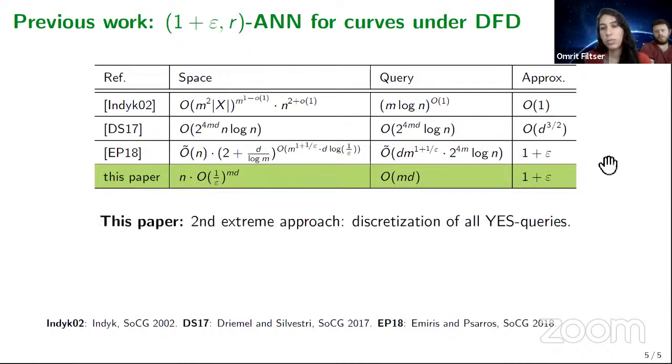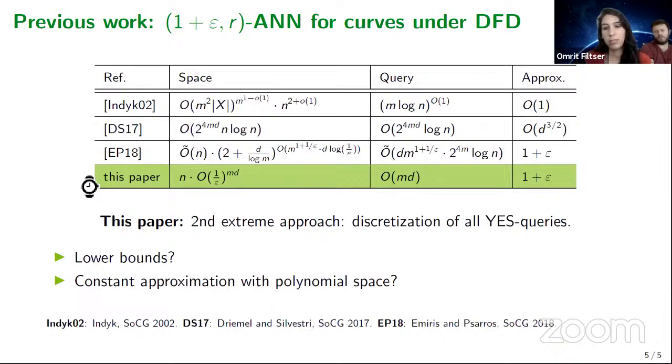So what we did is we show that if you do the second extreme approach, which is a discretization of all the queries, you actually get better bounds both in the query and the space. In the query, we do get linear query time. And in the space, we also managed to improve the space bound over the previous results. We do this for both the discrete Fréchet distance and dynamic time warping.